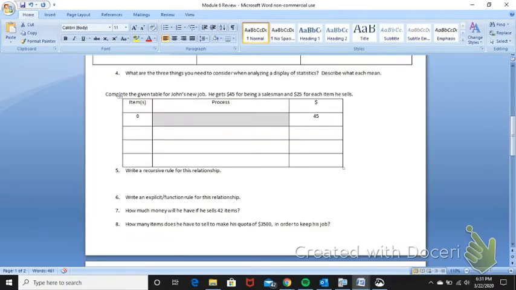All right, so number 4 asks, what are the 3 things we need to consider when analyzing a display of statistics? Those are the ones that we just did. So the form, strength, and the direction. So I'm not going to spend a whole lot of time talking about those. Obviously, they're kind of self-explanatory. At this point, the form is really telling you if it's linear or nonlinear, strength if it's strong or weak, and then direction, positive or negative. So we're going to go ahead and move on into our next one.